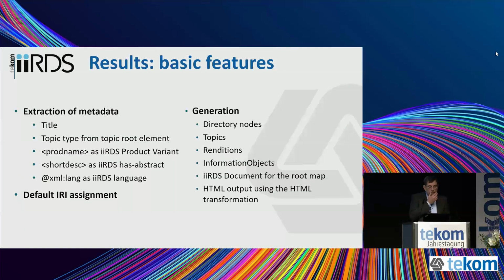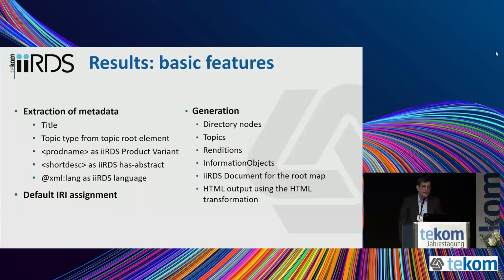The main two features of the DITA-OT plugin is the extraction of metadata. I mean, DITA with its topic-oriented approach fits perfectly for the concept of iiRDS. Probably because we borrowed it from DITA when we developed iiRDS. The a bit more tricky part of DITA is the metadata, because it can appear everywhere in DITA structures. You can have it in maps, you can have it inside your content, you can have it everywhere. So it's not easy to find all the metadata and also to decide which kind of metadata might be mapped to iiRDS vocabulary. The basic features are that the title, the topic type, the product name, the short description, and also the language could be easily mapped to iiRDS vocabulary.